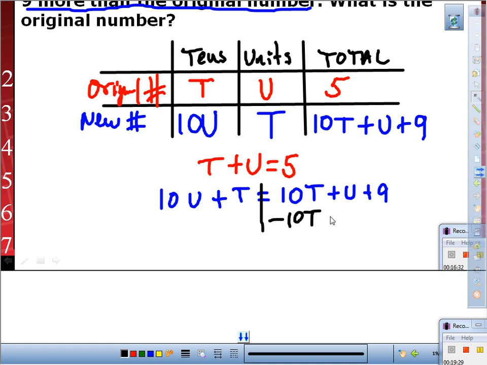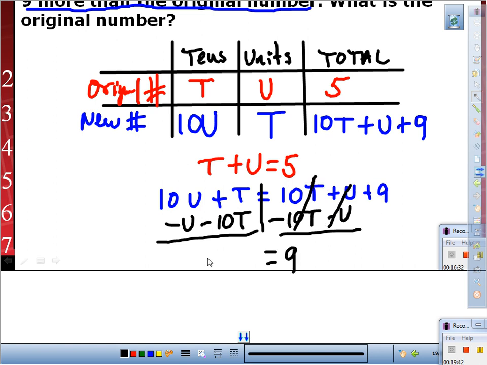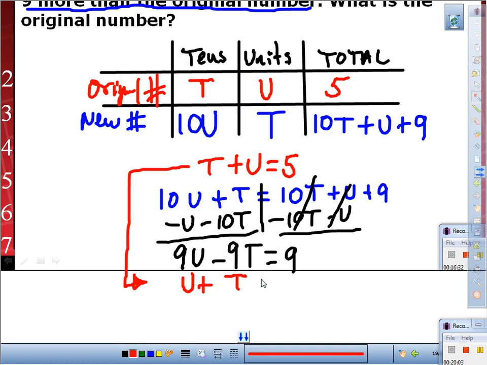Minus 10T and minus U to both sides. Minus U, minus 10T. To get these to the other side, we're left on this side with 9 equals, and this is 10 minus 1, that's 9U. 1 minus 10, that's negative 9T. From there, we're going to bring the first equation down, and we need to align the variables. So I do what? U plus T equals 5.